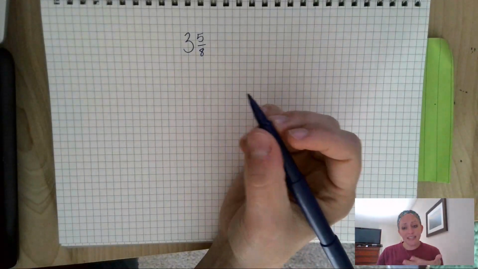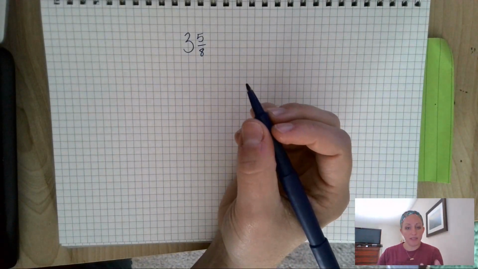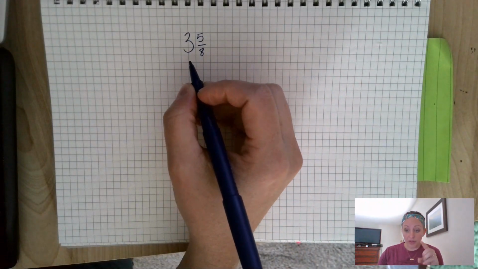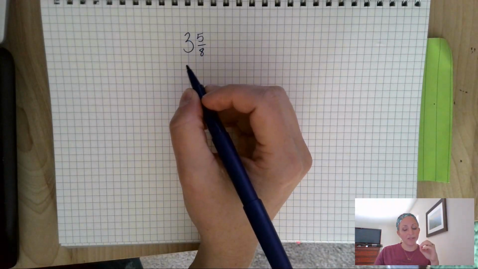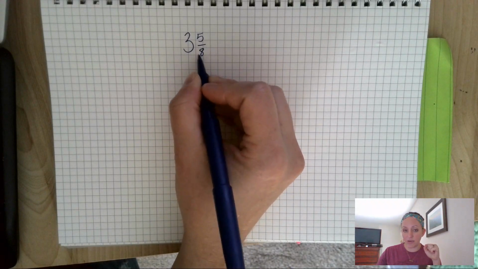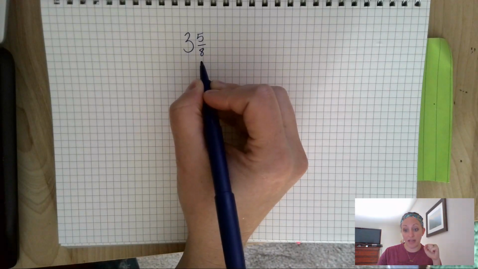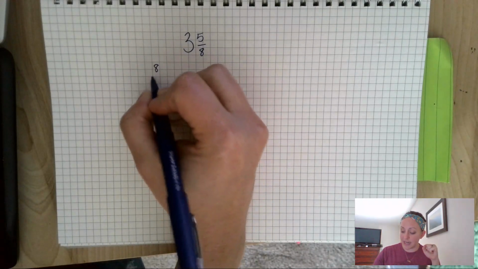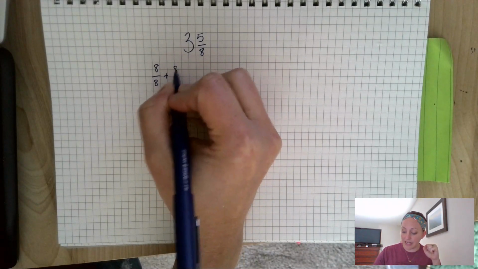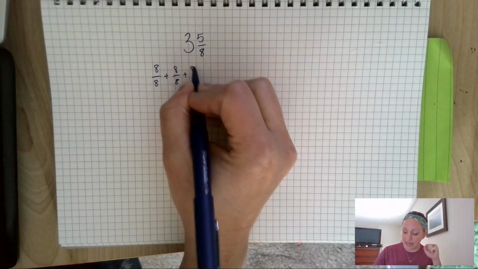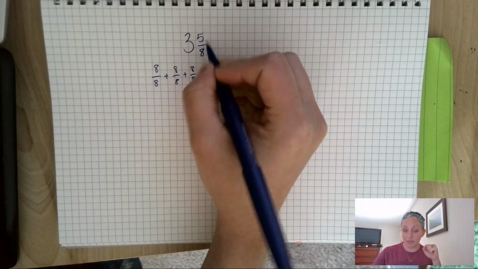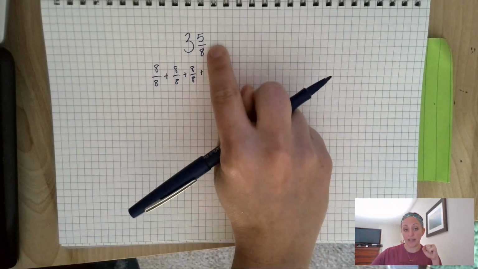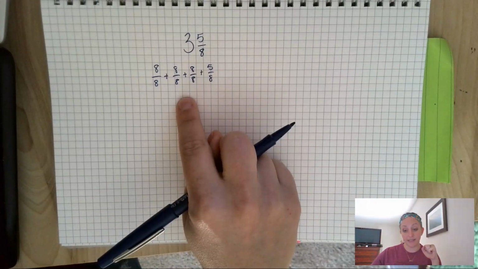Okay, let's think carefully about what this represents. If you remember, one whole has the same numerator and denominator. So in this case, everything we're talking about has a denominator of 8. So this 3 is the same thing as 8/8 plus 8/8 plus 8/8, and then we would be adding this plus 5/8. This right here represents this, okay?